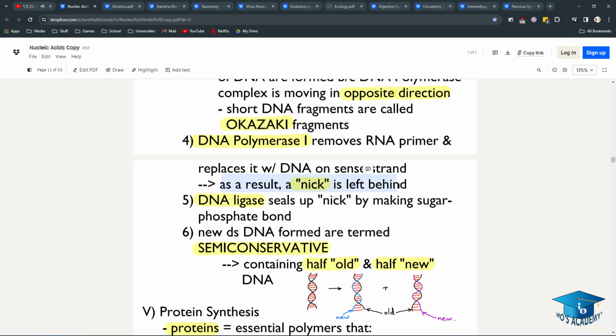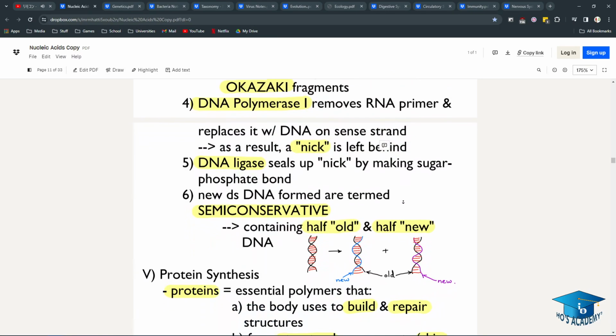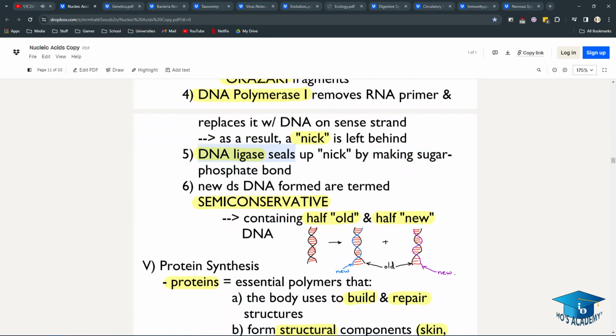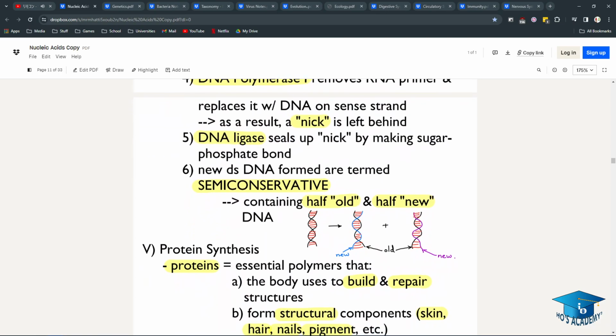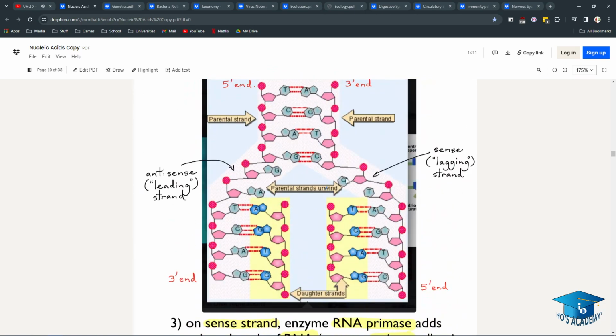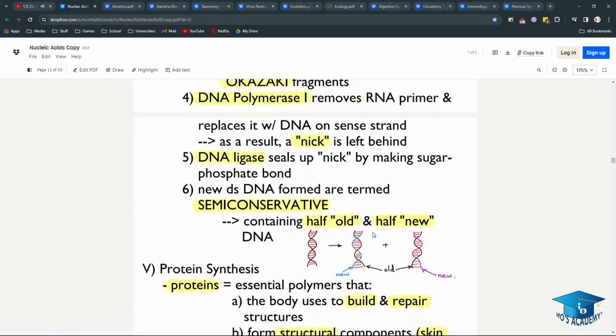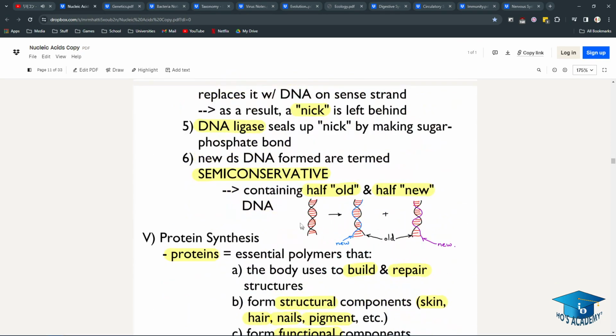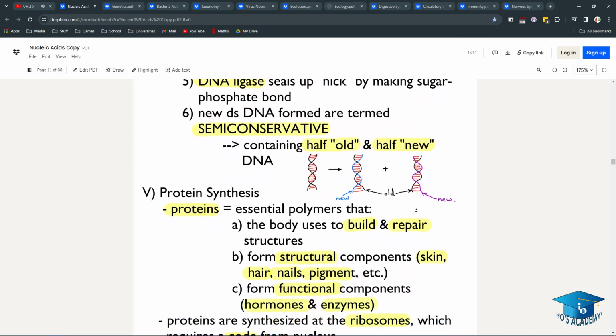As a result, a nick is left behind. DNA ligase seals up this nick by making sugar phosphate bonds, so you can think of it like glue. And new double-stranded DNA are termed semi-conservative, because if you think about the way this DNA was made, we're adding dNTPs to the older strand with the newer strand, so it's half old, half new. So your one DNA strand results in 2 strands that are 1/2 old, 1/2 new.